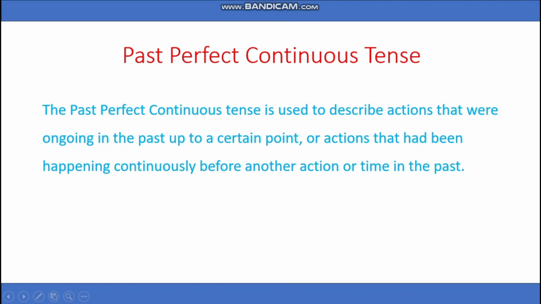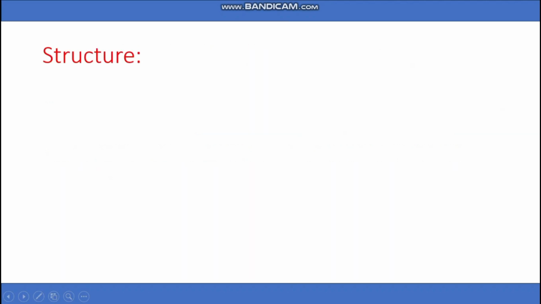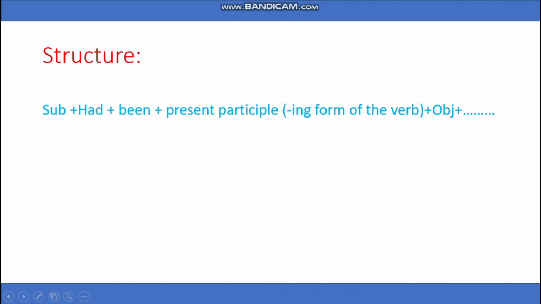Okay, we'll look at the structure now. Subject plus had plus been plus present participle plus object. Whenever we make sentences we use a subject. Had been plus the present participle is used as the verb. Had been is always there with this tense.